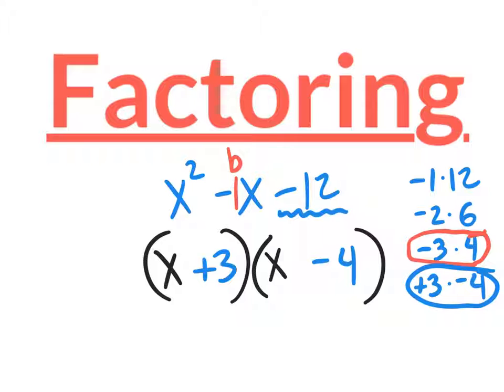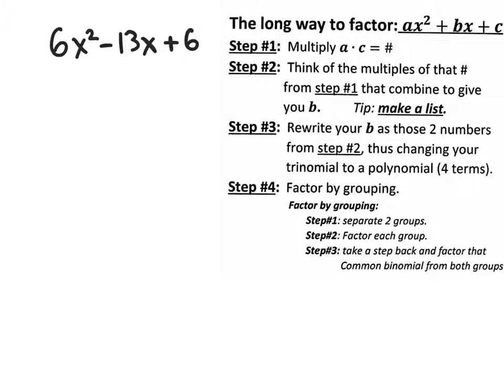But I would use the long method of factoring on something like this. We have 6x squared minus 13x plus 6. Now, the thing is, you cannot set this up. You can't say x times x is that first term, 6x squared. It doesn't work, right? That 6 is messing everything up. So we cannot set up that shortcut method. So we actually have to use the long method here. So let's go through the steps.